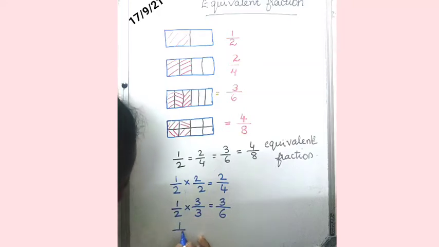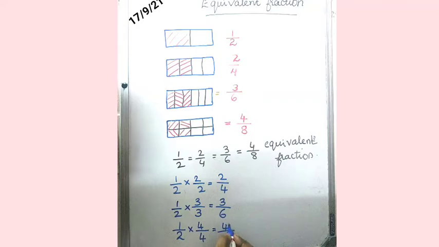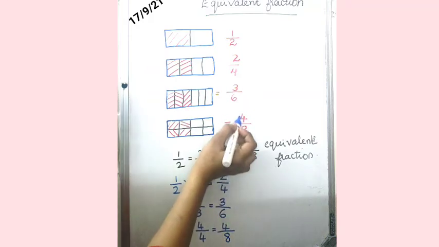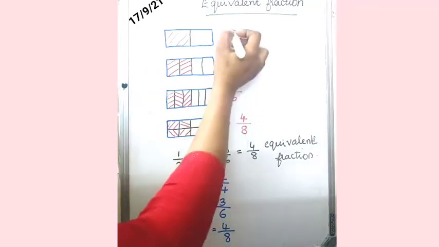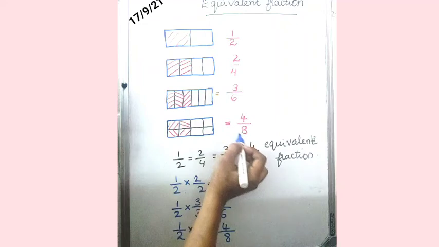Now I am multiplying the same fraction with 4, the numerator with 4 and the denominator with 4. Then I will get 1 into 4 equal to 4 as the numerator and 2 into 4 equal to 8 as the denominator. Now the fraction becomes 4 by 8. So all these fractions are equivalent.